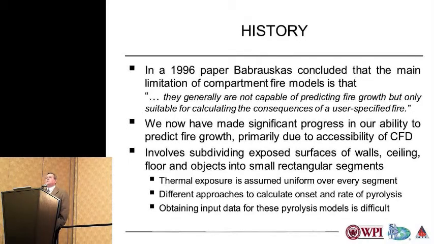When you would use an approach like that, you would typically subdivide the large surfaces of walls, ceiling, floor, and possibly objects into smaller areas and smaller segments. You would assume that the thermal exposure for each of these segments is uniform, so that you have a uniform temperature across the segment, and you have a uniform burning rate. And there are different approaches then to determine how that segment will ignite and contribute and start pyrolyzing.